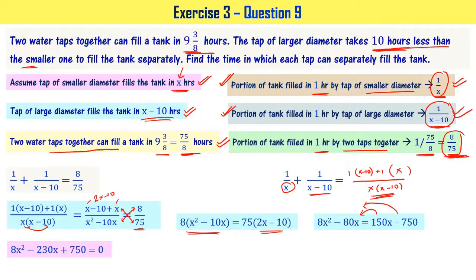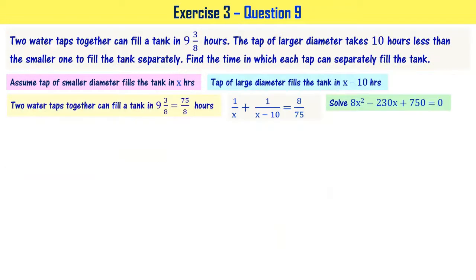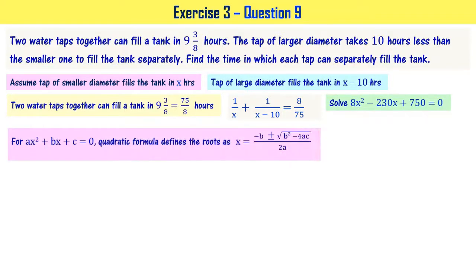X is the time required for the tap of smaller diameter to fill the tank, right? Once you know that, you know x minus 10 value also, right? Let's solve this equation using quadratic formula, right? To do that, we have to find what are the values of a, b, and c. When you compare the given equation with ax square plus bx plus c equal to 0, you say that a equal to 8, b equal to minus 230, and c equal to 750, right?